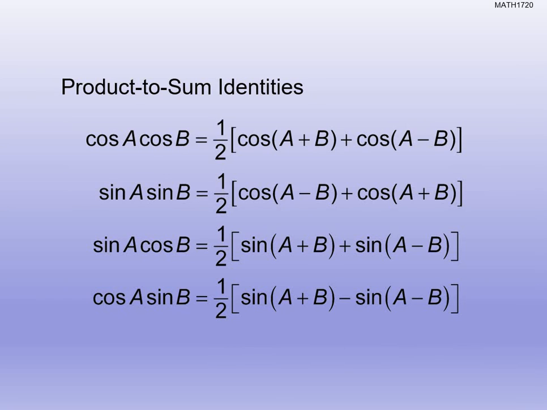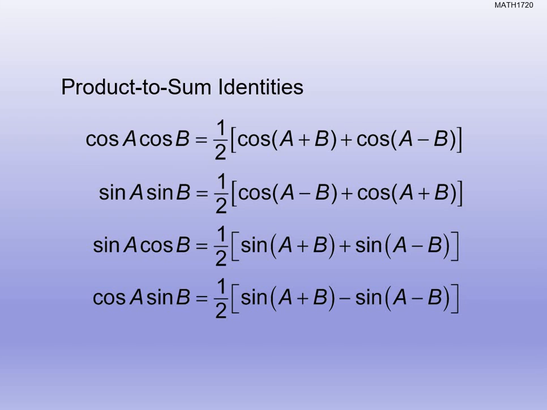All right, so if we have cosine of A times cosine of B, that's going to be 1/2 cosine of A plus B plus cosine of A minus B. If we have sine of A sine of B, that's going to be 1/2 cosine of A minus B plus cosine of A plus B.